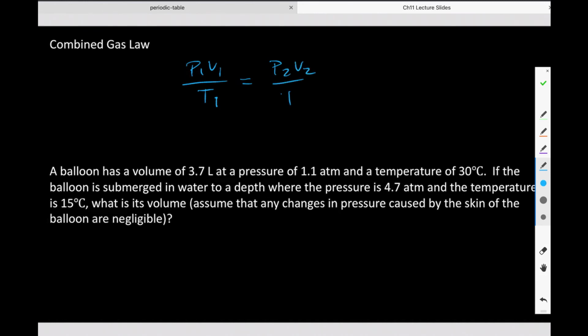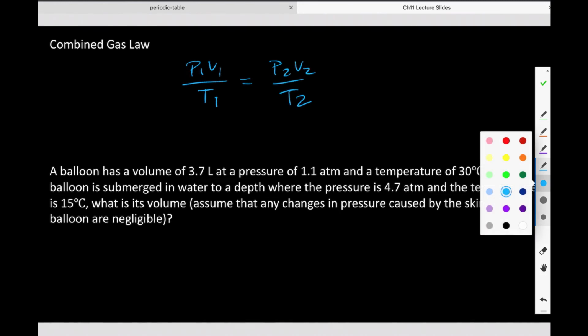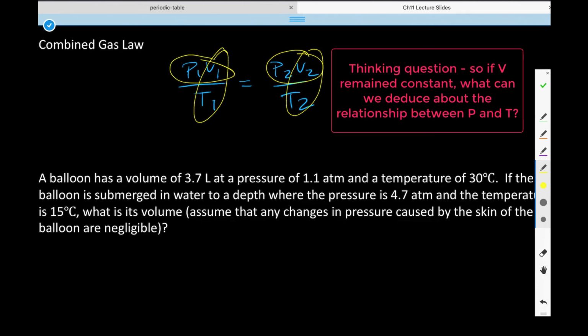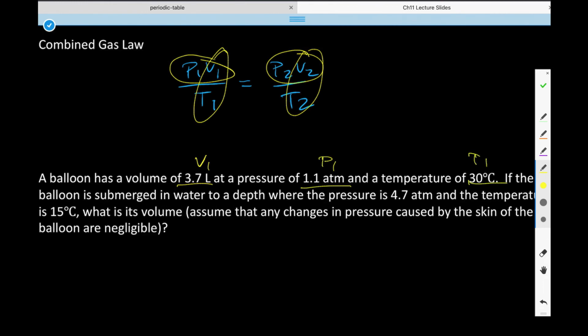together. Yes, in that if we look here, this is what? That is Dalton's law, that's Boyle's Law, and all we did was put it together, right? So here it says that a balloon has a volume of this, so this is V1, at a pressure of this, P1, at a temperature of this, T1. The balloon is submerged in water to a depth where the pressure is this. This is our P2, and the temperature is this. This is our T2. What is its volume?